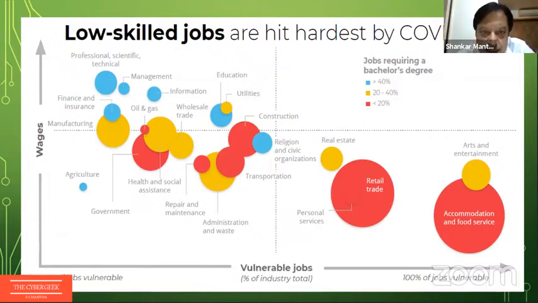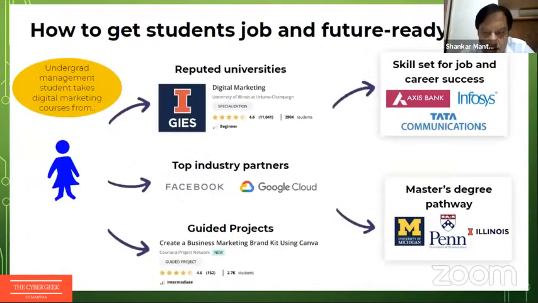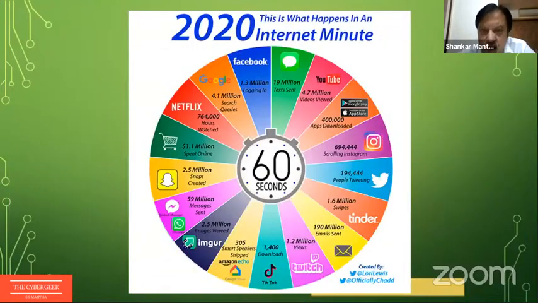All that you see in red is something that is extremely stressed. And therefore, the future is all in professional, scientific, technical skills, management skills, information, education, finance, insurance. They are the skills that are required in future. So you all know the world is changing very fast. This is a 2020 internet minute.